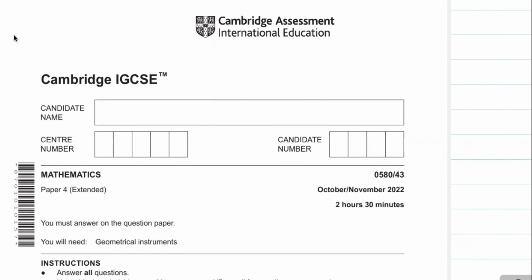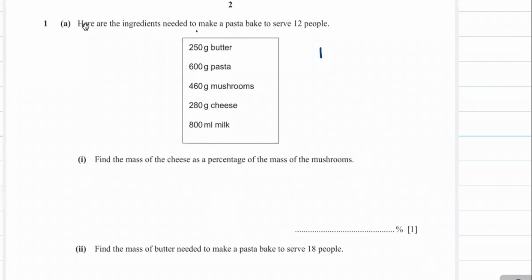Assalamu alaikum students. Today I will solve another Cambridge IGCSE Paper 4 Variant 3, October/November 2022, and let's start the paper. Question 1, part A.